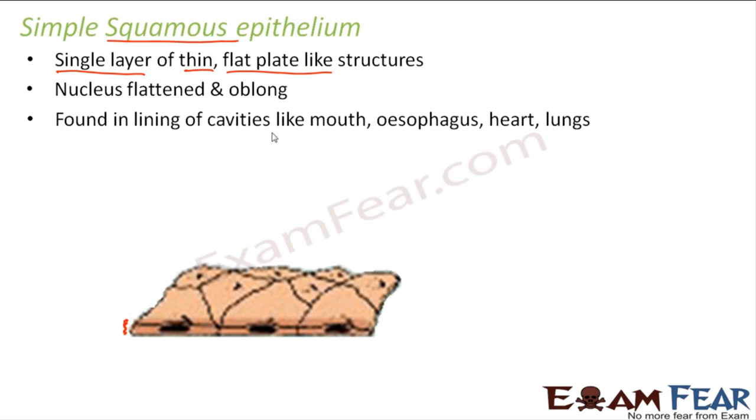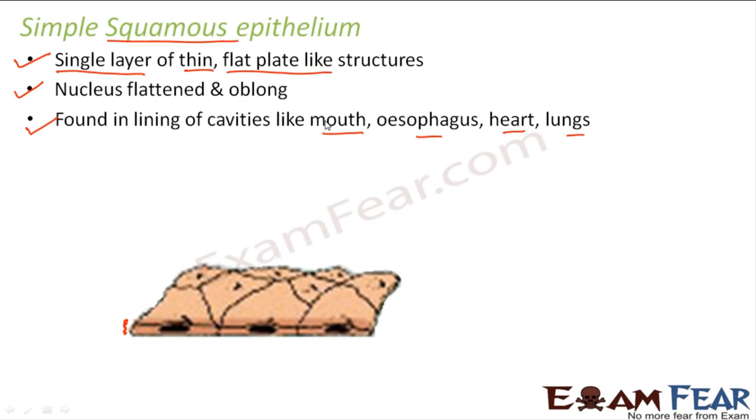They are found in the lining of cavities like the mouth, esophagus, heart, and lungs. So they are generally found in the lining of these kinds of organs, right? Now the question is why these thin and flat structures are found in such locations. If you look at these places, whether it is the mouth, esophagus, heart or lungs, at all these locations, transport of substances takes place through a selectively permeable membrane. In the mouth, the intake of food takes place, so through a membrane, transport of substances takes place. In the lungs, the absorption of oxygen takes place. So the transport takes place through a semi-permeable membrane, right?